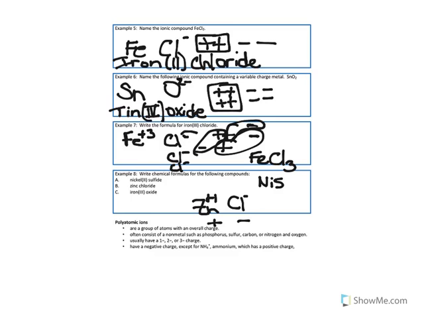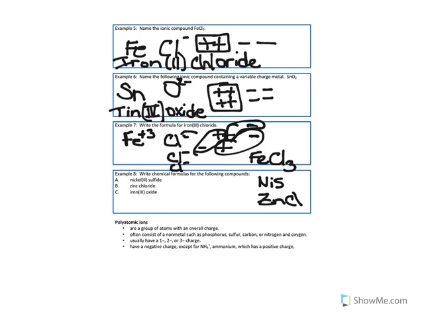+1, -1. Those two balance each other out, and the formula is ZnCl. If there was a Roman numeral written after the zinc, then you would know that the charge was something other than +1. Let's look at another one.